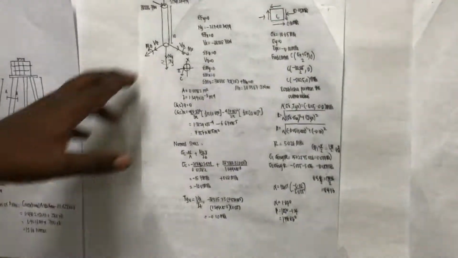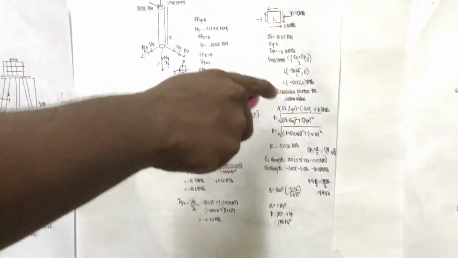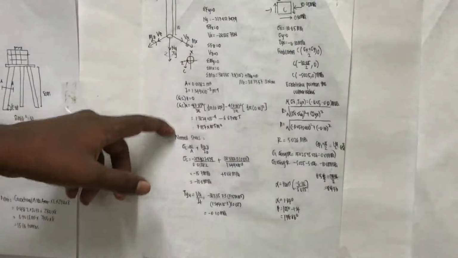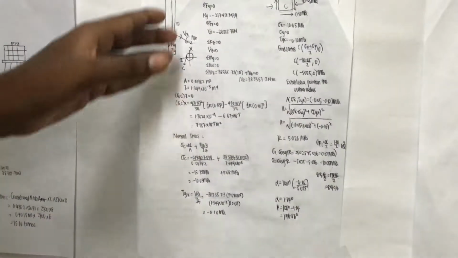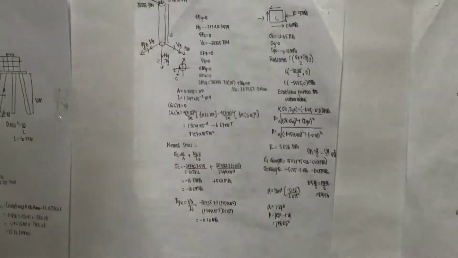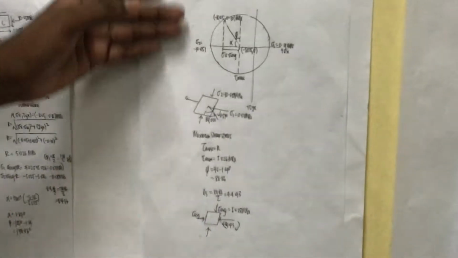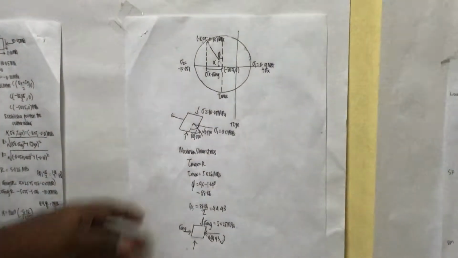Then we will be doing the combined loading. The combined loading is mainly focused on doing the Mohr circle. We do the combined loading calculation, and then we do the Mohr circle, and this is the final result for the Mohr circle that we have done here.